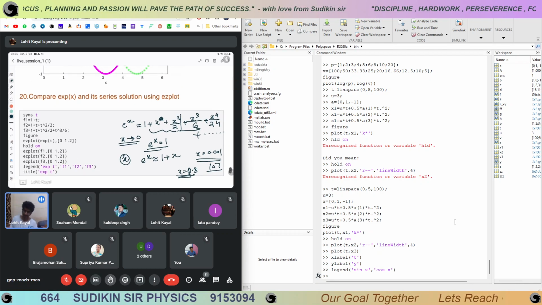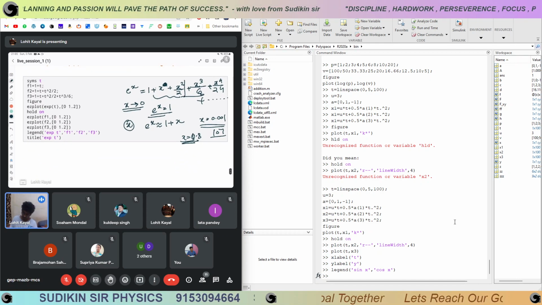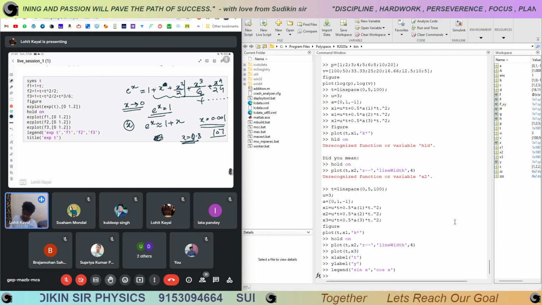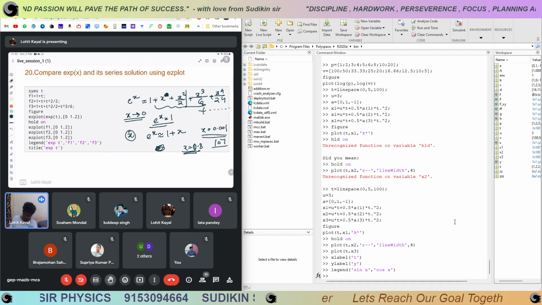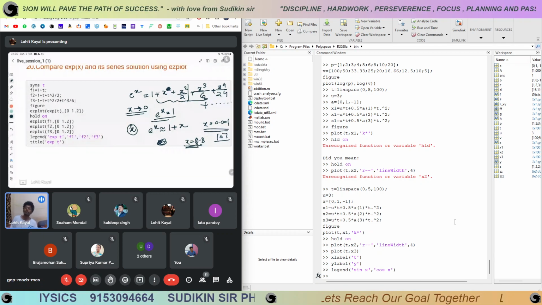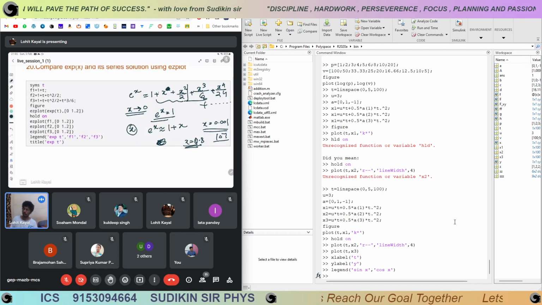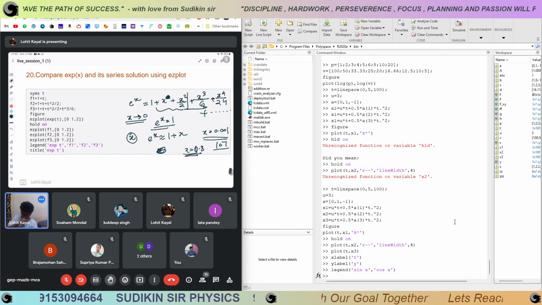So this is an exercise to check what will be the upper limit of x for which this approximation is satisfied. Here I am defining a symbolic variable. You can do it numerically, you are free to do that, but here I have done a symbolic computation.